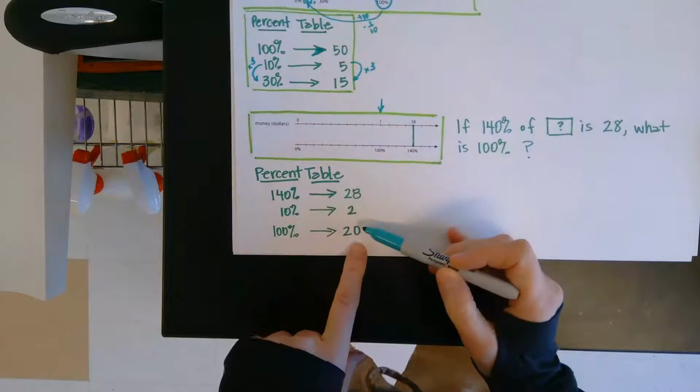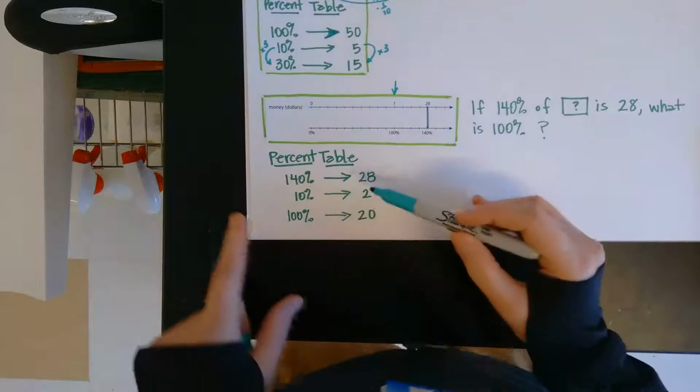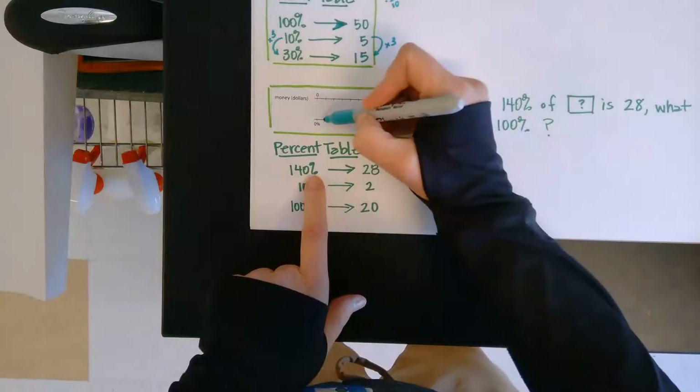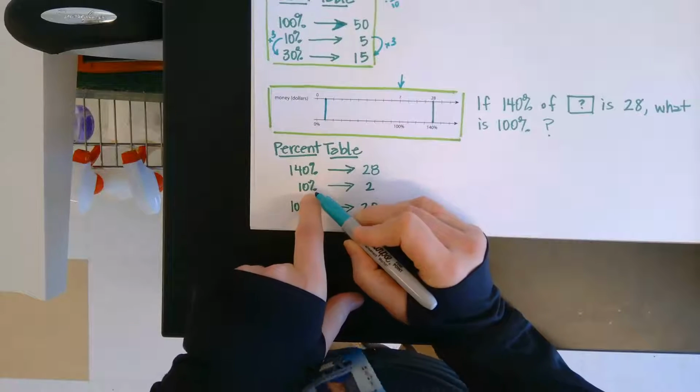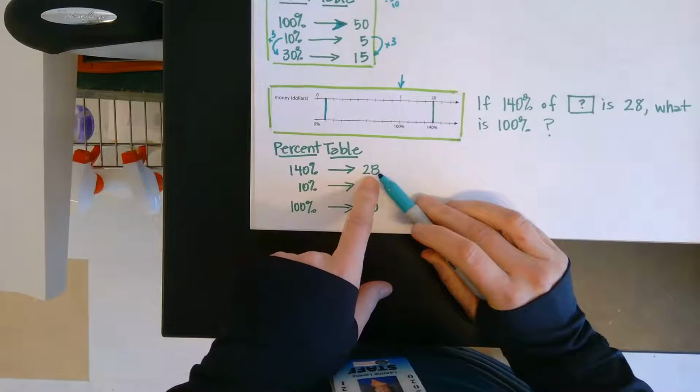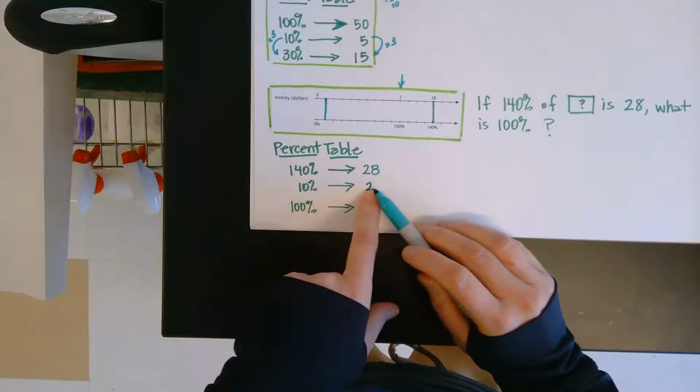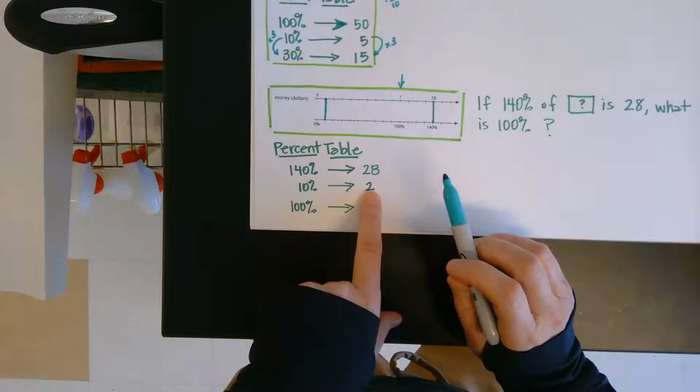So we're going to try to figure out what each of these intervals are. So this time we're going to go down to the percent table first, and we'll see if we can make the connection the other direction this time. So just like before, we want that 10%. So if 140% is 28, then 10% is going to be 2.